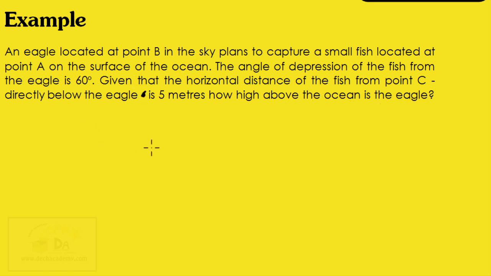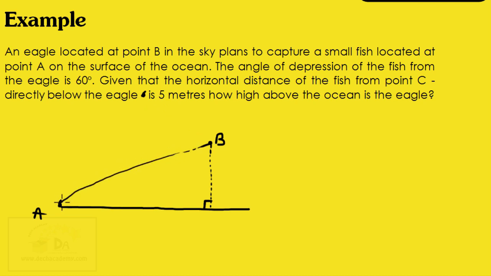It says we have an eagle at some point B in the sky and it's trying to capture some fish at point A on the surface of the ocean. So if I consider the surface of the ocean to be flat, I have this scenario. If I draw a vertical line downwards, I just get this sort of right angle, because you're always trying to form a right angle triangle for problems involving angles of depression. Anyway, the angle of depression of the fish from the eagle is 60 degrees. So the line of sight from B to A is this line here. Well, let me just give a better sketch.